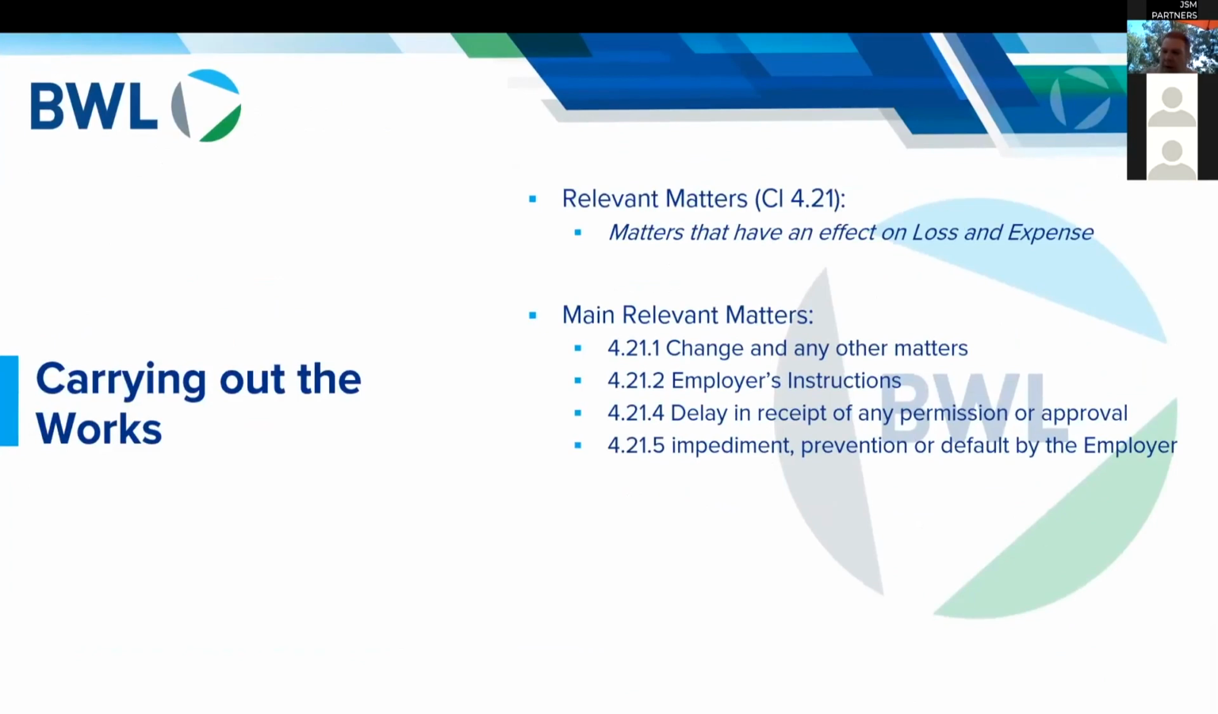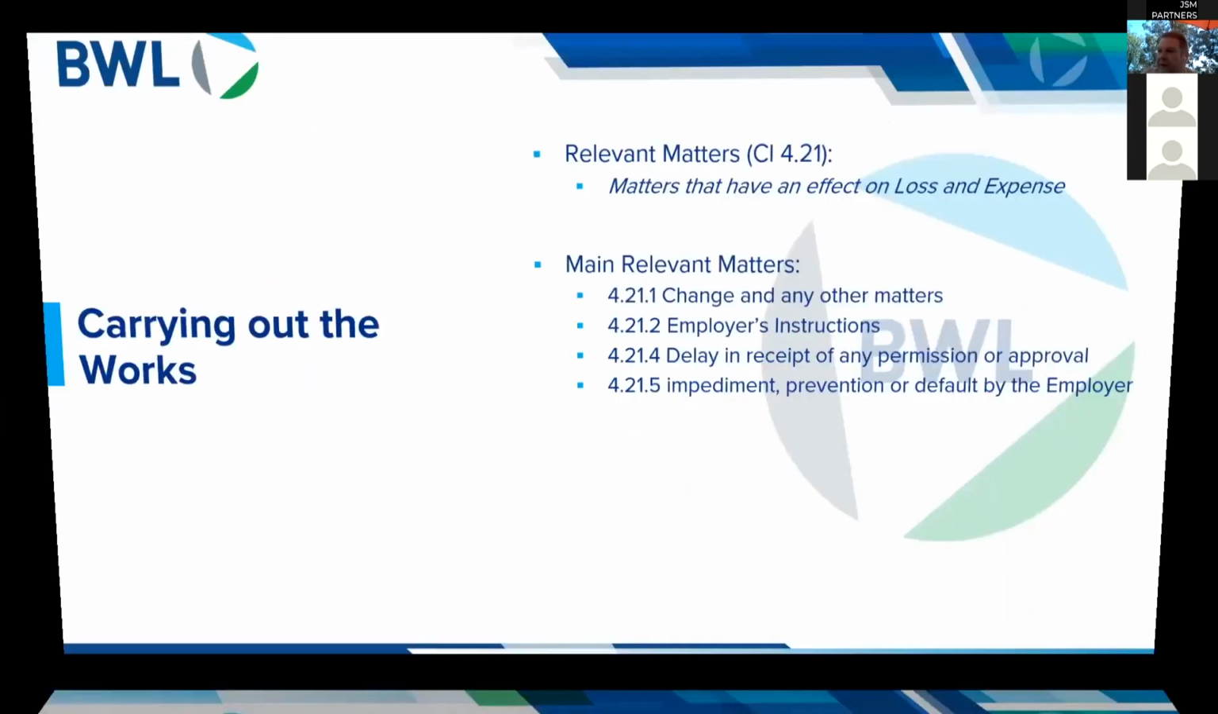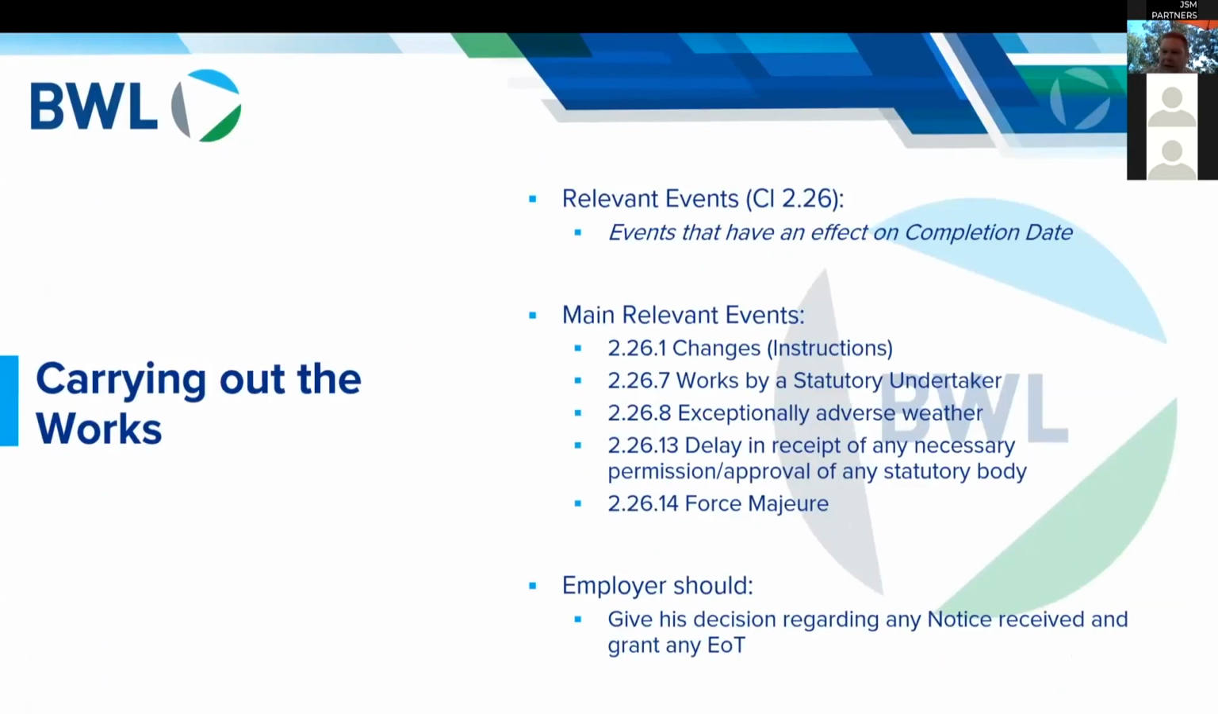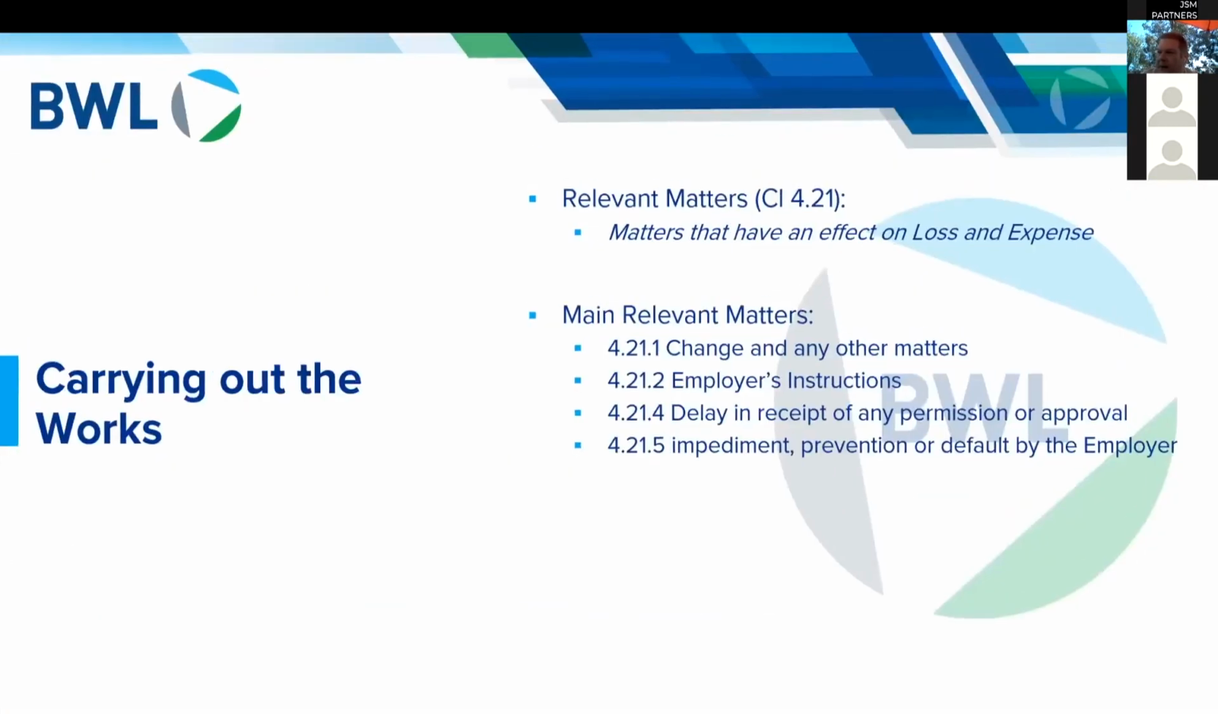So you'll notice there's a change in language here. Just to go to the previous slide, you've got relevant events that are events giving rise to an extension of time. And here you've got relevant matters. And relevant matters are matters that have an effect on loss and expense, which is another issue within contracts. And here we've got some of the main relevant matters, which is, again, change, employer's instructions, delay in receipt of any permission or approval, or any impediment, prevention, or default by the employer.